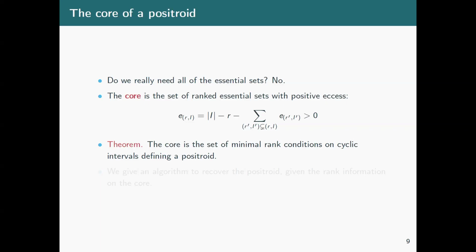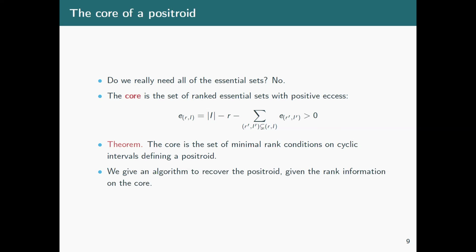So this is really intuitively how many points we are fixing with that condition. And okay, so the core actually does give the minimal set of rank conditions to define a positroid. And how can we prove that we can recover the positroid? So we could give an algorithm to do this.